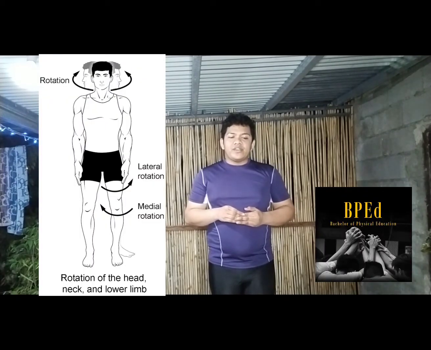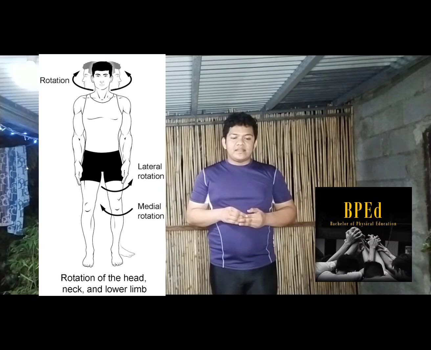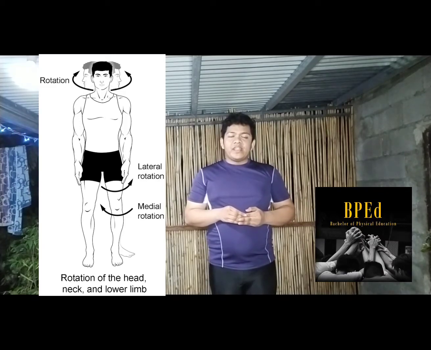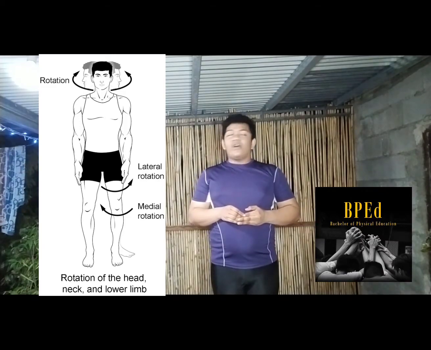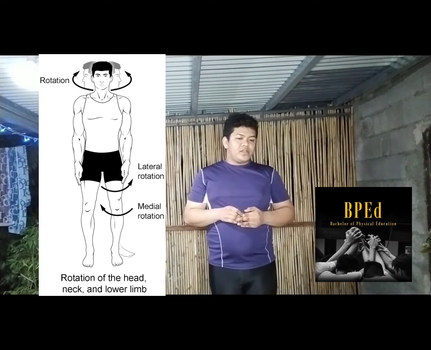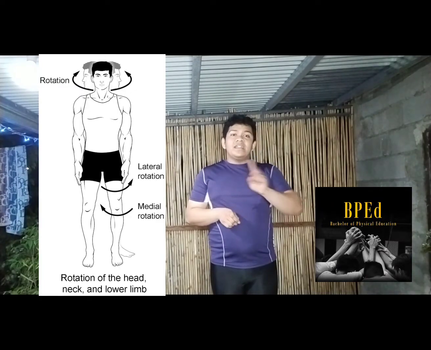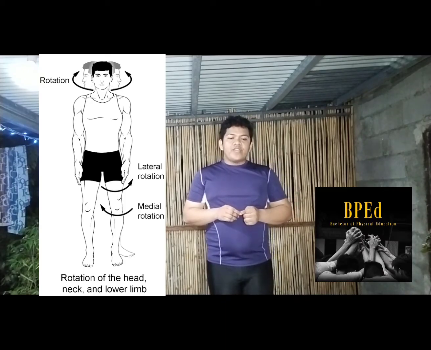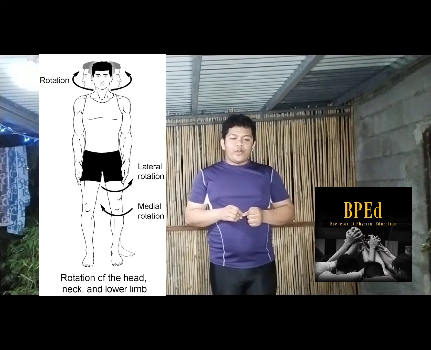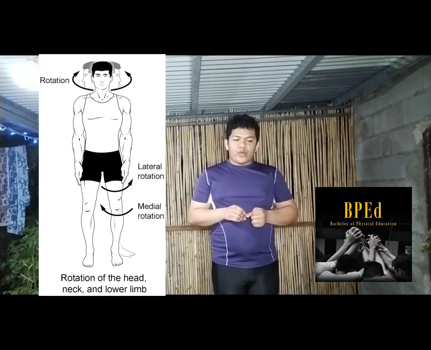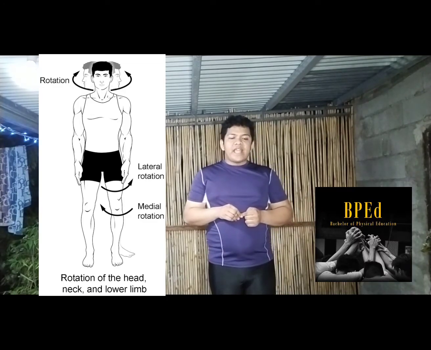Lastly, rotation. Rotation is a turning around the central longitudinal axis. The head can be rotated to the left or to the right, like shaking the head to say no. Rotation of the limbs occurs when the forward-facing surface is turned internally towards the midline or externally away from the midline. It happens at the head, the arm at the shoulder, and the thigh at the hip.